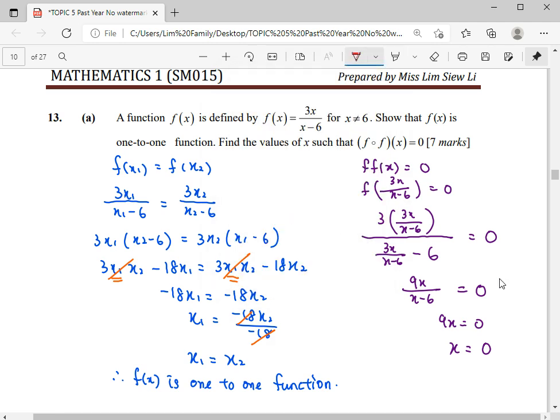Okay, so this is our concept of one-to-one, and then we simplify to get until x1 equals to x2. Conclusion, this is one-to-one. So composite concept, simplify it, and then get another answer.